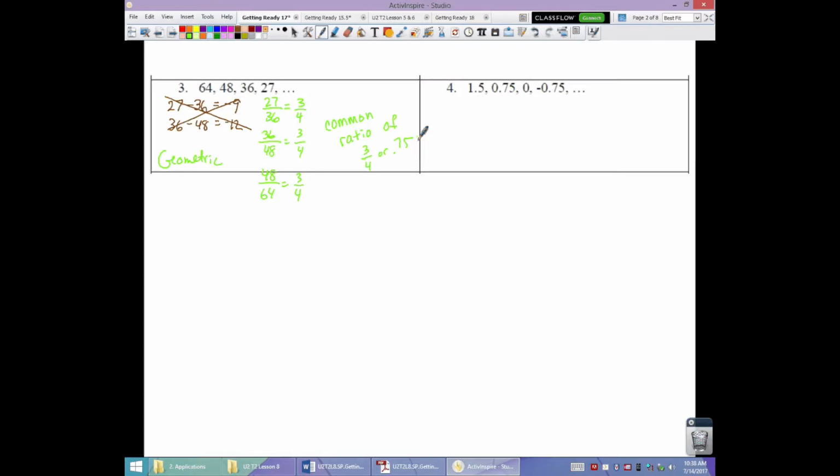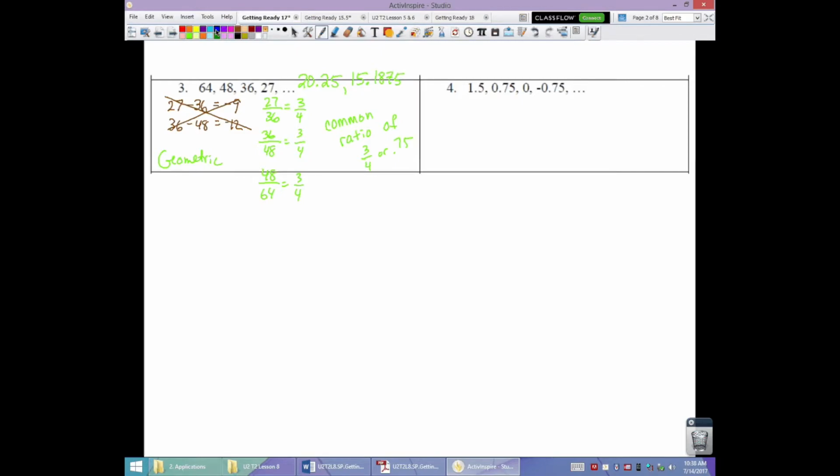So to continue that pattern and supply the next two values in the sequence, we want to do 27 times 0.75, which would be 20.25. And then that value times 0.75 or times 3/4 is 15.1875.